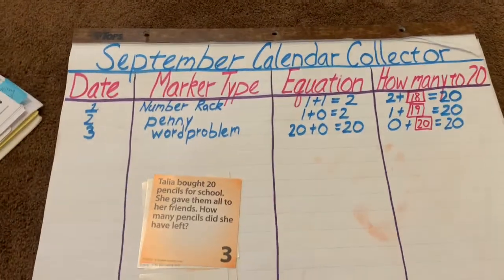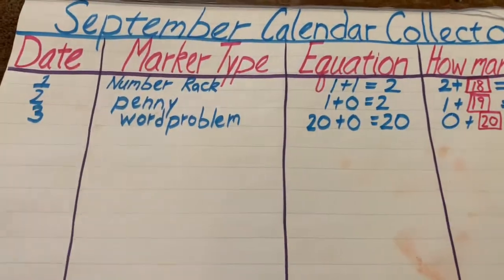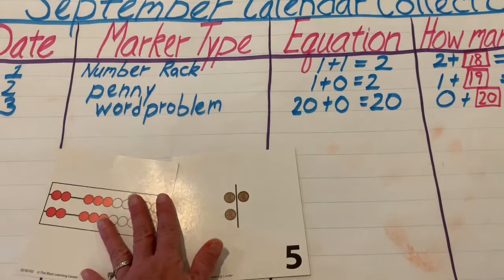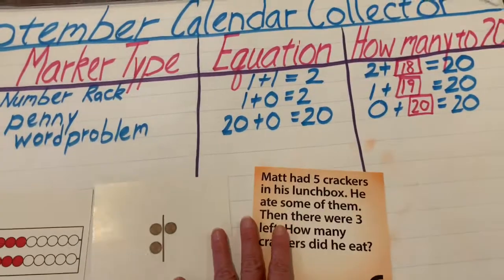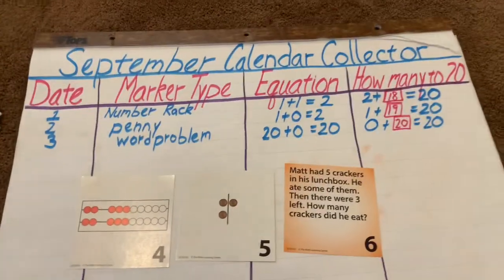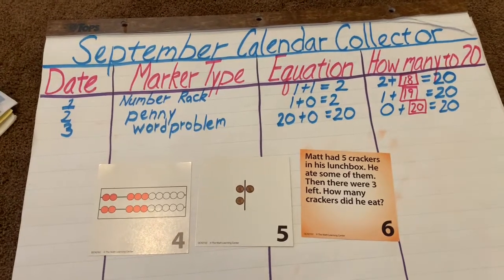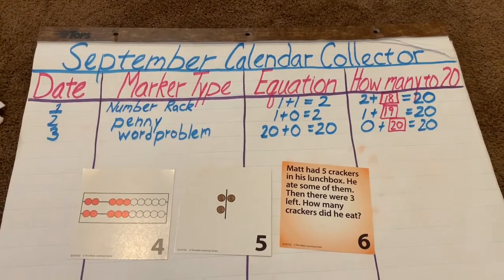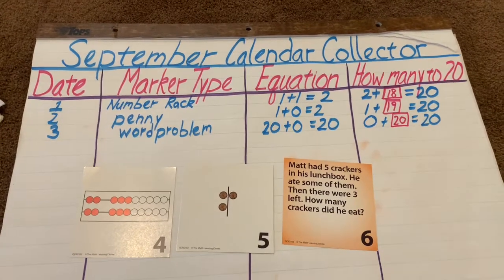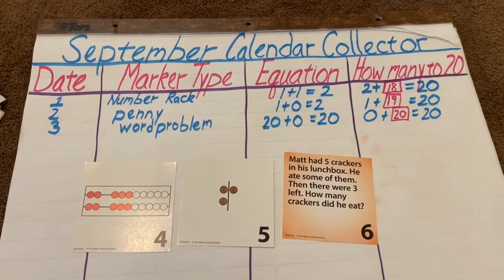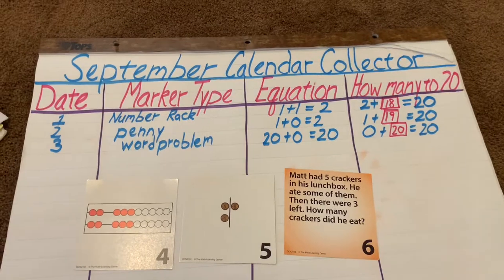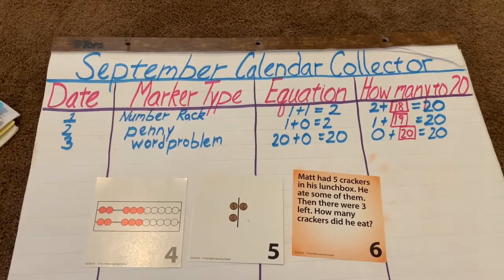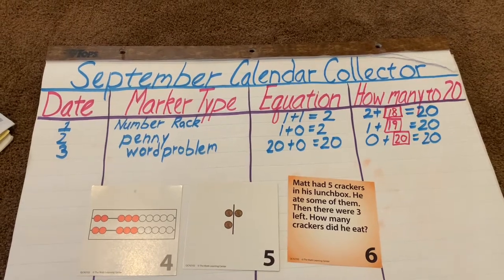Now what I'm going to do is lay out the next 3 markers that we had looked at in our calendar. And then this is your homework for today. I want you to go ahead and pause the video, and I want you to see if you can fill out your September calendar collector for September 4th, September 5th, and September 6th. Once you've done this, go ahead and start up the video again and see if you got the right answers.